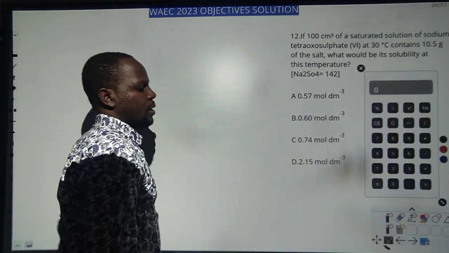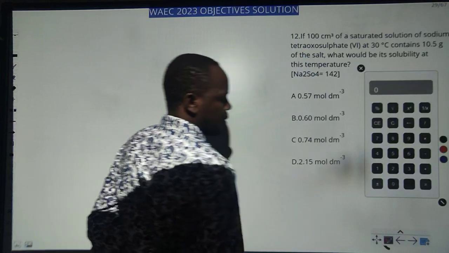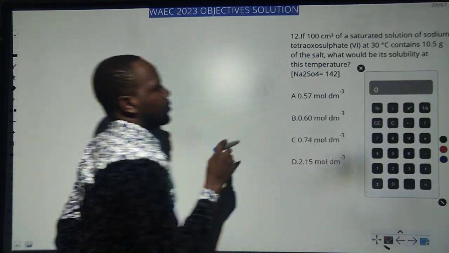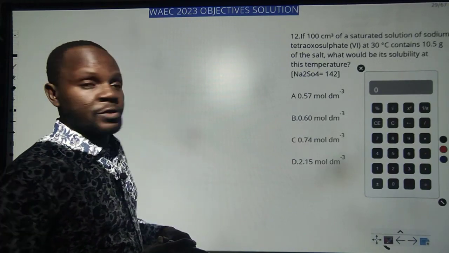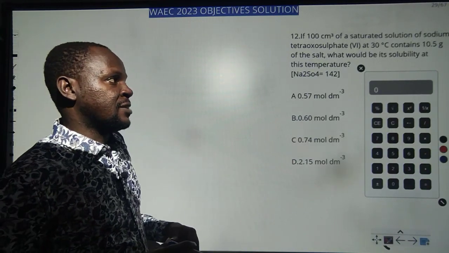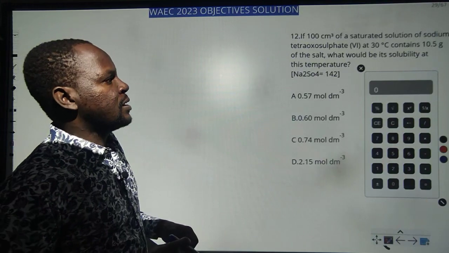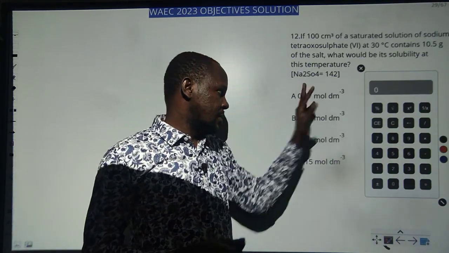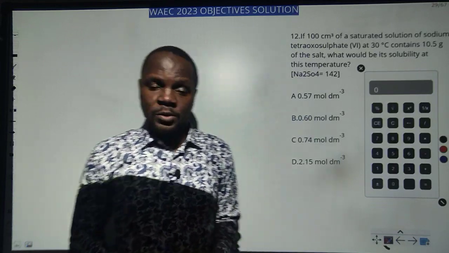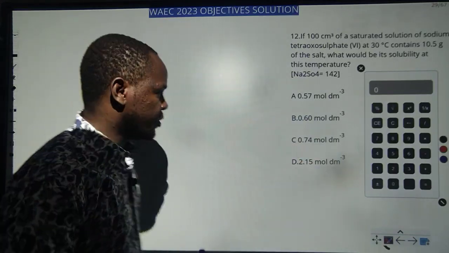So we have 100 cm³ of a saturated solution of sodium tetraoxosulfate(VI) at 30 degrees Celsius containing 10.5 grams of salt. What will be the solubility? All options are in moles per dm³. So I think it's a direct formula question.